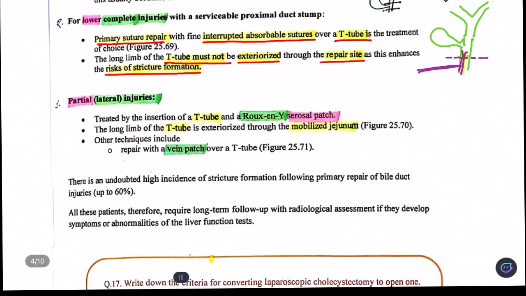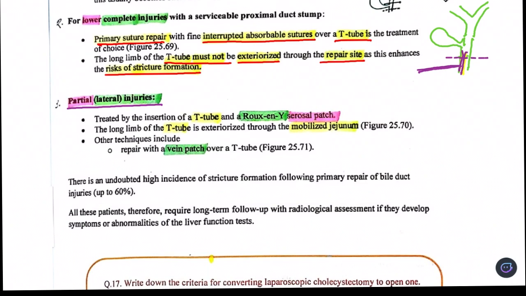Partial lateral injuries are treated by insertion of a T tube. If there is a partial lateral injury, it should be treated by insertion of a T tube and a Roux-en-Y serosal patch. Do you understand what I mean? That there should be a Roux-en-Y patch and T tube insertion.